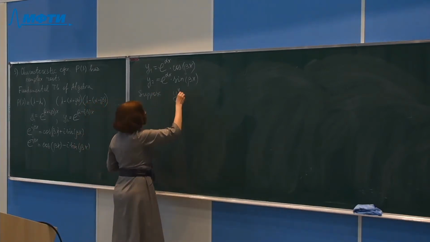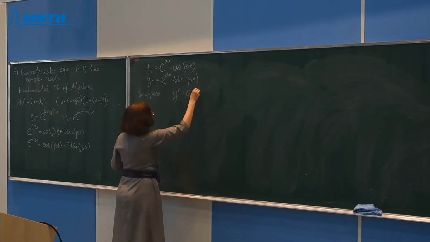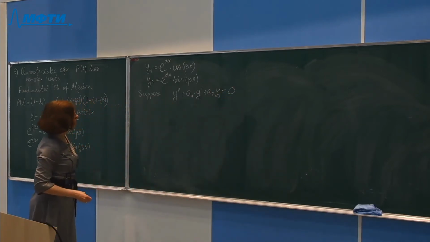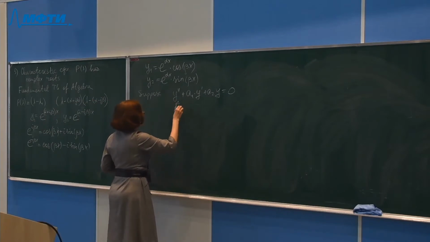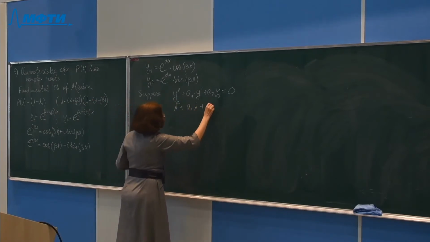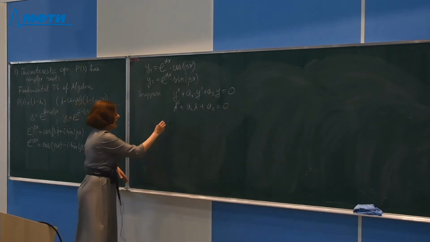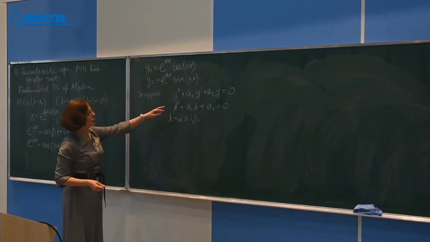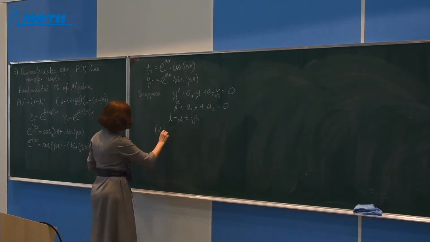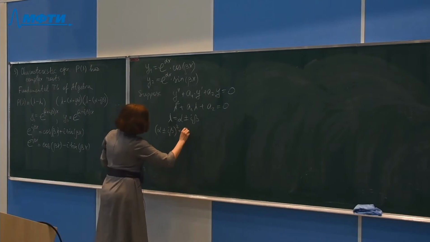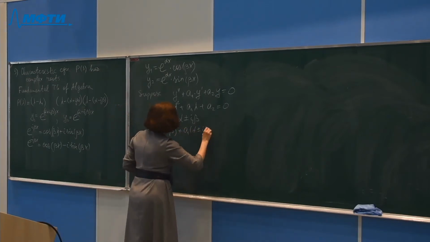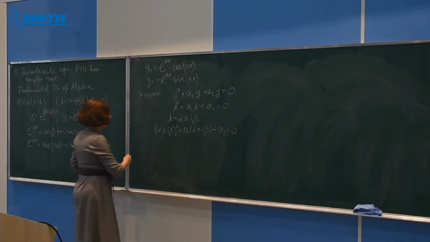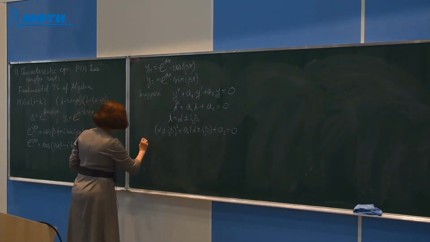Suppose we have the second order differential equation y double prime plus a1 times y prime plus a2 y equals 0. Then the characteristic equation will be lambda squared plus a1 lambda plus a2 equals 0. And lambda equals alpha plus or minus i beta is the root of this equation. This means that alpha plus or minus i beta squared plus a1 times alpha plus or minus i beta plus a2 equals 0. Let's expand this, and we will get the following.